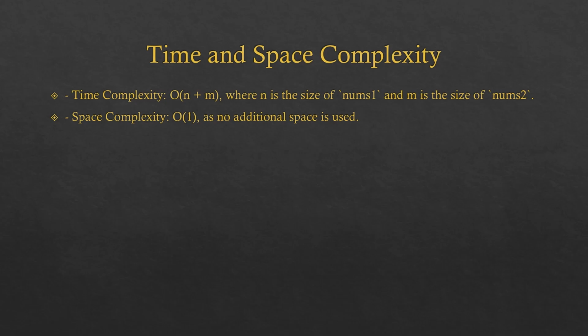Now let's analyze the complexity of this solution. The time complexity is O(n + m), where n is the size of nums1 and m is the size of nums2. This is because we iterate through each array once. The space complexity is O(1), as the algorithm uses a constant amount of memory irrespective of the input size.